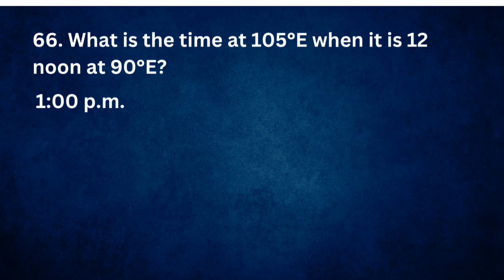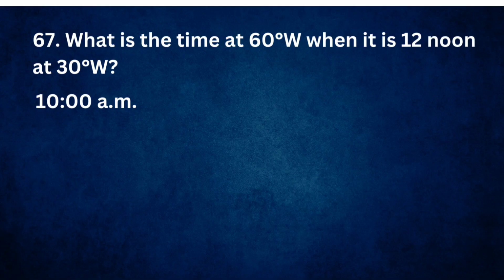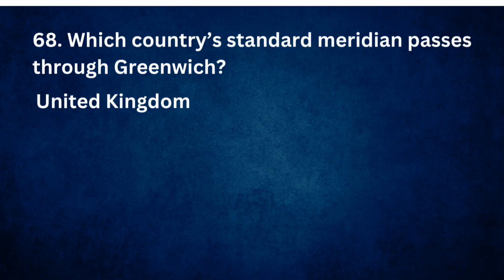What is the time at 105 degrees east when it is 12 noon at 90 degrees east? 1 p.m. What is the time at 60 degrees west when it is 12 noon at 30 degrees west? 10 a.m. Which country's standard meridian passes through Greenwich? United Kingdom.